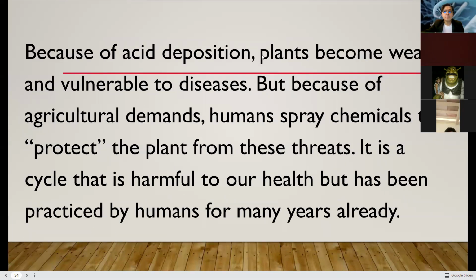Because of acid deposition, plants become weak and vulnerable to diseases. But because of agricultural demands, humans spray chemicals to protect the plant from these threats. It is a cycle that is harmful to health but has been practiced by humans for so many years already. We tend to spray what? Insecticides, to protect the plant, the fruit, the veggies from any threats. But this is really harmful, to tell you honestly. Pesticides are really harmful if you ingest them.